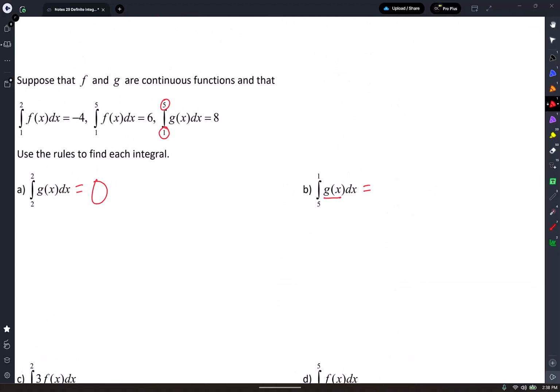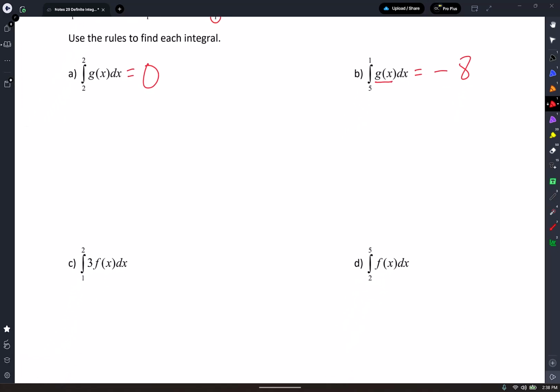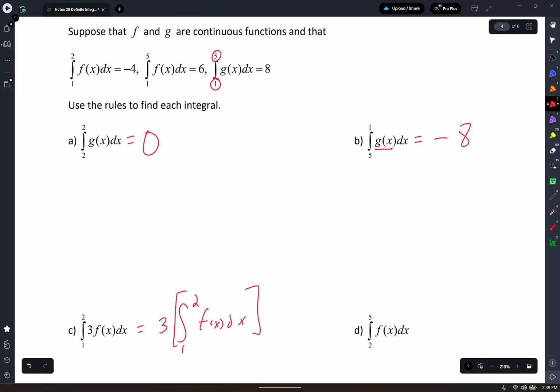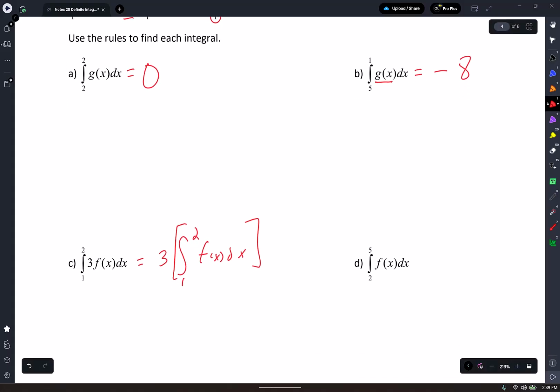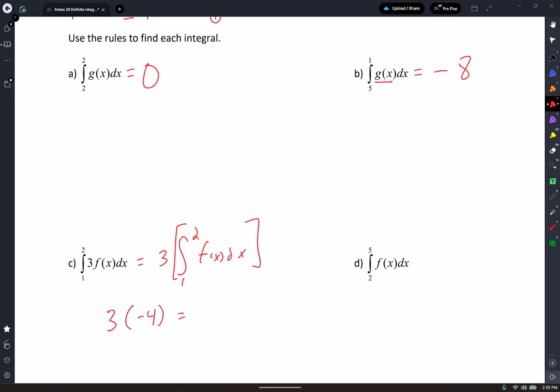So my limits have been switched. My upper is now my lower, and my lower is now my upper. So this is going to be -8. Are we okay? Letter C, I have a 3 in front of that f of x. Put the 3 on the front: 3 times the integral from 1 to 2 of f of x dx. I already know what the integral from 1 to 2 of f of x dx is. Look up there. What is it? -4. So what is 3 times -4? -12. There it is.